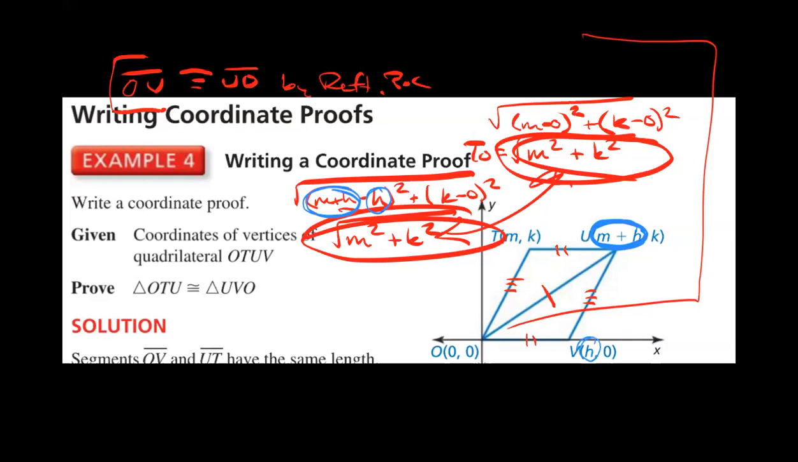Yeah, if they gave you parallel sides, then for sure we're going to use AIA. Yeah, but we probably won't see that a lot in this type of proof. Yeah. Any other questions about it?